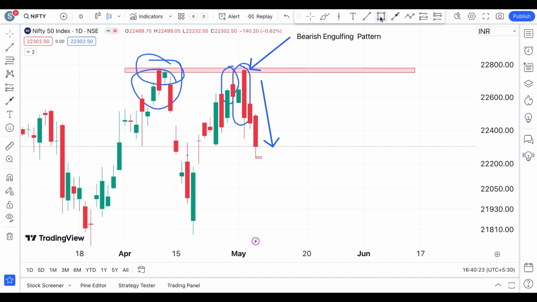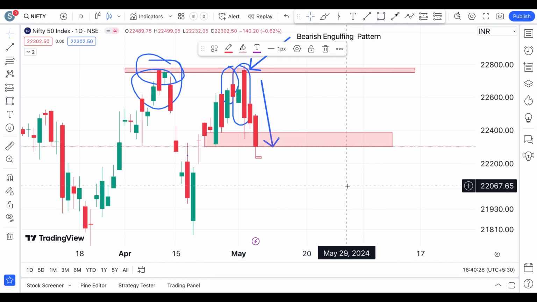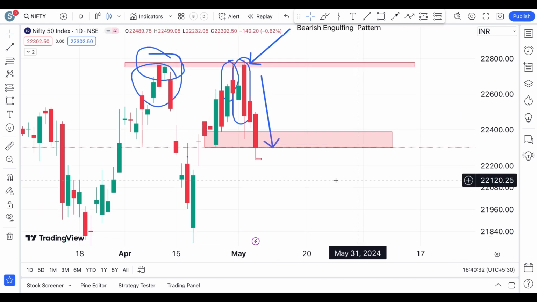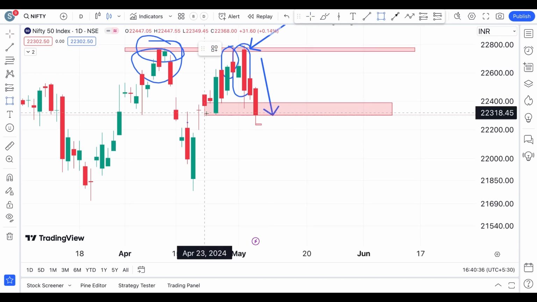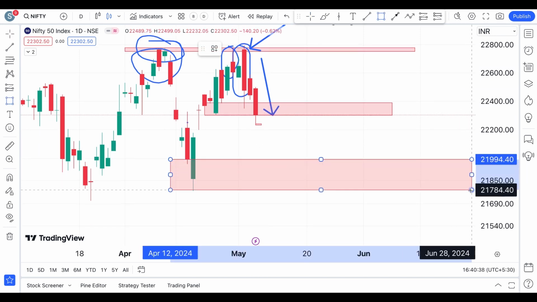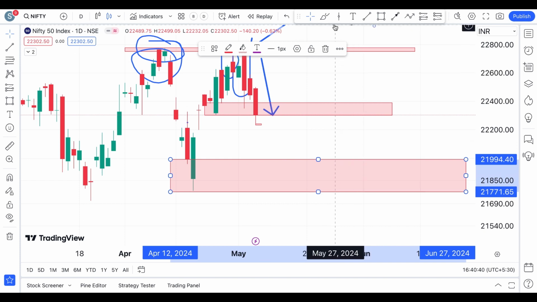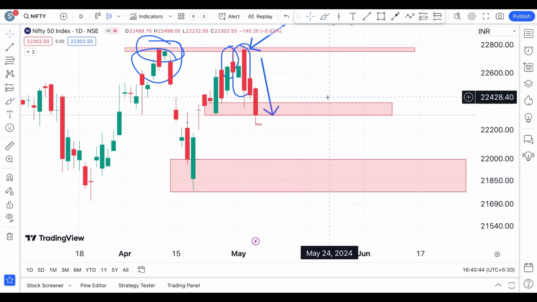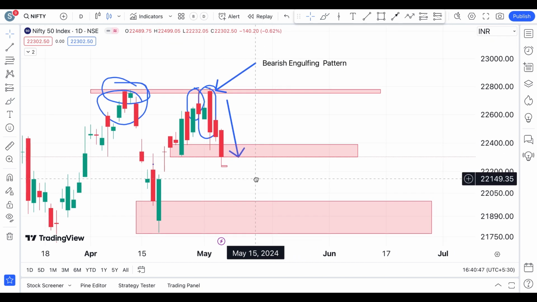But the thing is, here you have your initial minor support area right there, and we are almost crossing that area. We'll wait and see if that crosses with a proper confirmation candle. Then the major important support level for the Nifty is going to be this level. This is definitely going to be a major support area for the Nifty. But before that, if we see any major reversal signs, then we have to consider that as well.